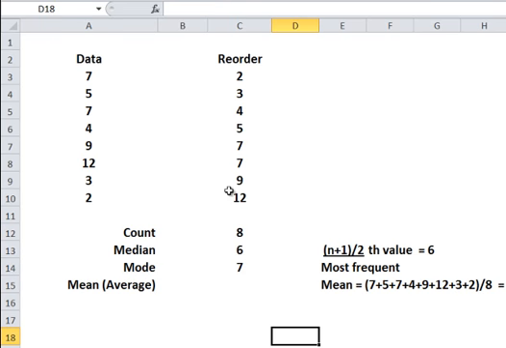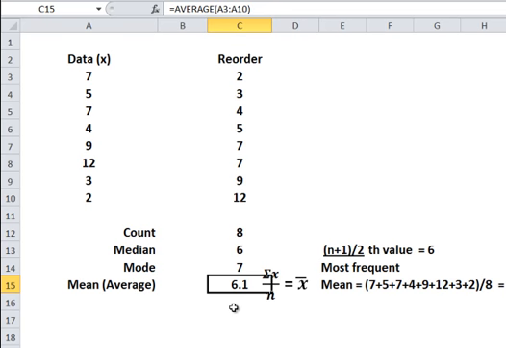The mean is adding this lot up and dividing by 8. So the mean would be, just take that out for a second, take it down here. It's just the summation of x, which is adding this lot up, divided by n, which is equal to x bar, which is our mean. In this case, 2 plus 3 plus 4 plus 5 plus 7 plus 7 plus 9 plus 12 divided by 8 is 6.1. And we get that by typing average and writing it down on the top.